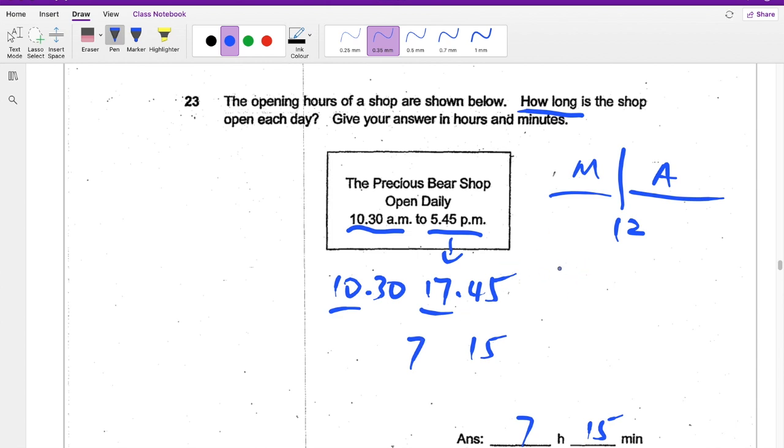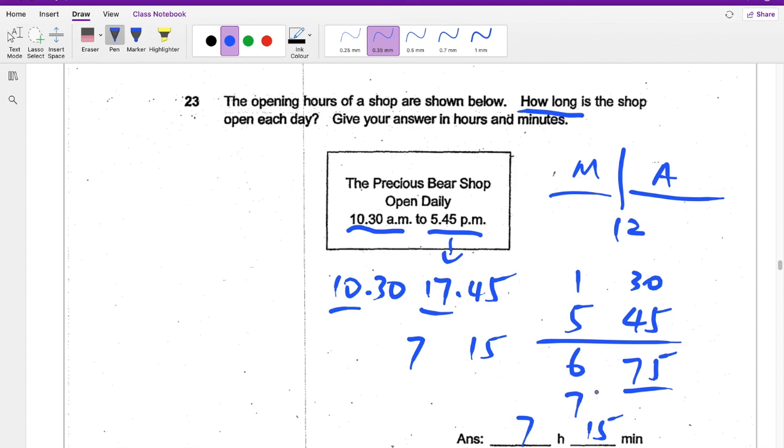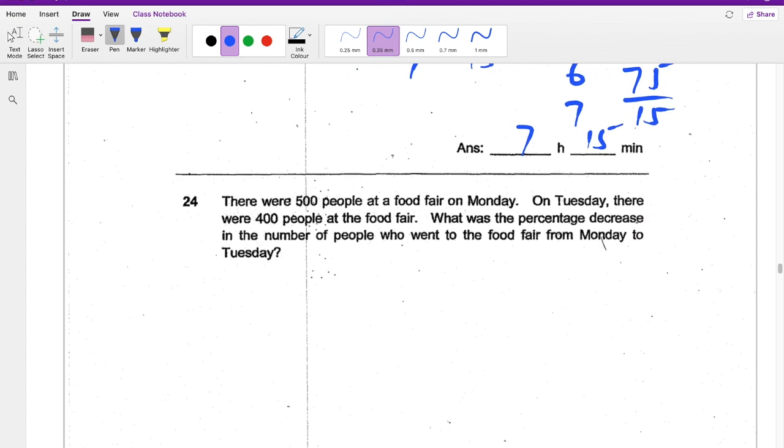So in the morning we see that 10:30 to 12 is 1 hour and 30 minutes. Then in the afternoon, starting from 12 to 5:45 p.m. means 5 hours 45 minutes. Then we sum them up, 6 hours. But here we have the 75 minutes. Well, 75 minutes, we know that 60 minutes is 1 hour. So we'll come to 7 hours and 15 minutes. So we give the same answer here.